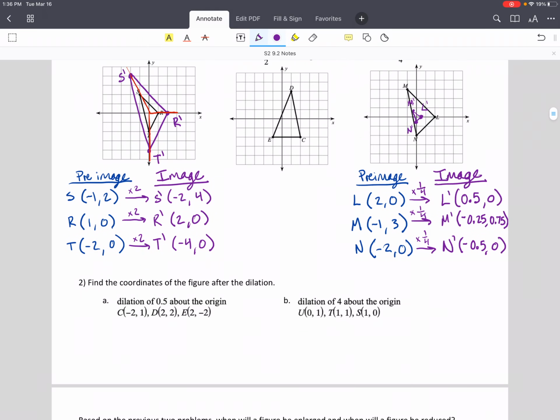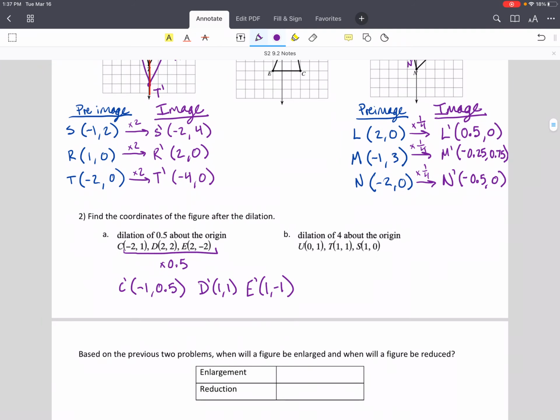If you were to find the coordinates of the dilation after the figure, for each of these, it's the same thing, just multiplying by the scale factor. So we're going to take all of these and multiply them by 0.5, which is just cutting everything in half. So I get negative 1, half, D prime at 1, 1, and E prime at 1, negative 1. Cool. Dilations.